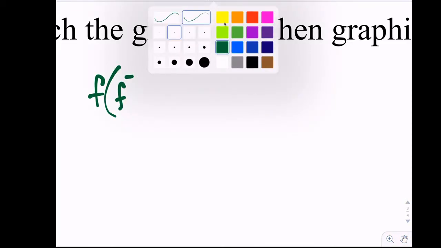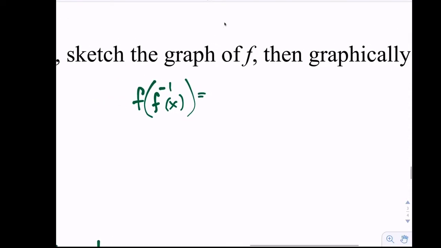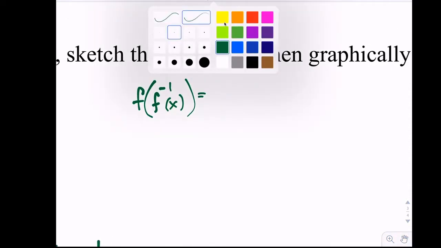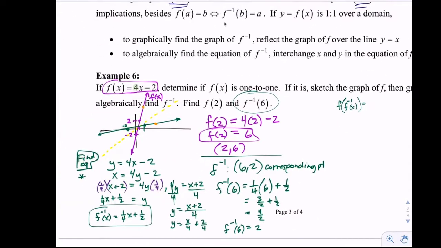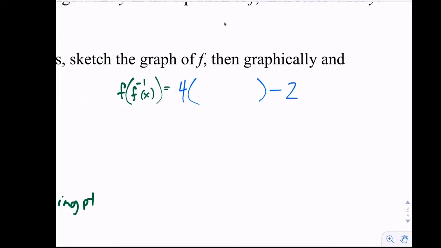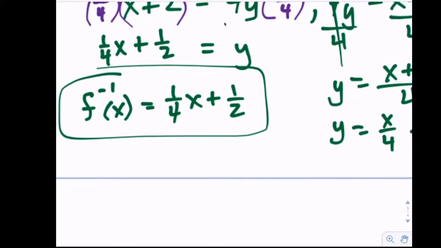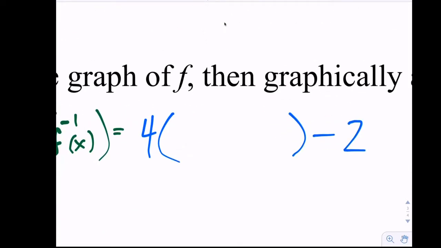Let me switch to a thinner writing utensil. That's f of f inverse. That's composing them. What do you think we should end up with? Any guesses? If you compose a function with its inverse? 0, 1. Good guess. Let's see. Let's start from the outside. My function f is 4 input minus 2. And what am I plugging in the parentheses? The inverse function, which we just found to be a fourth of x plus a half.